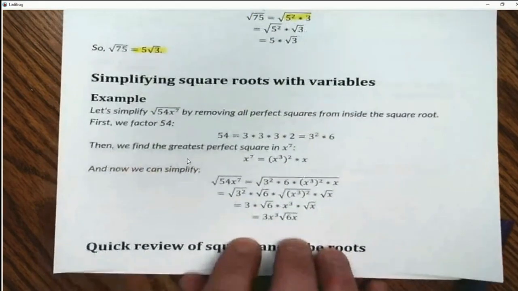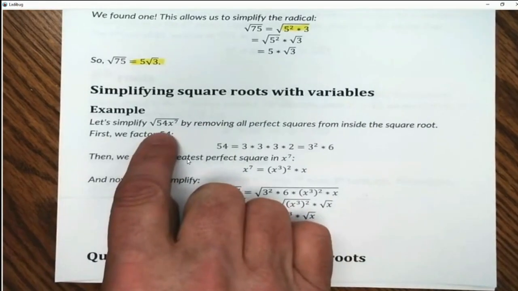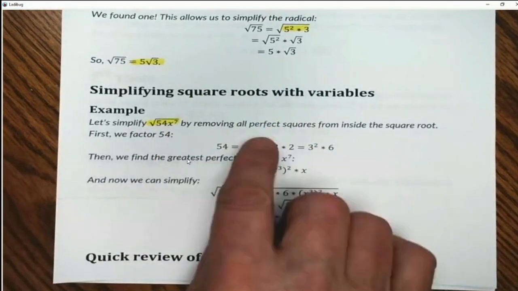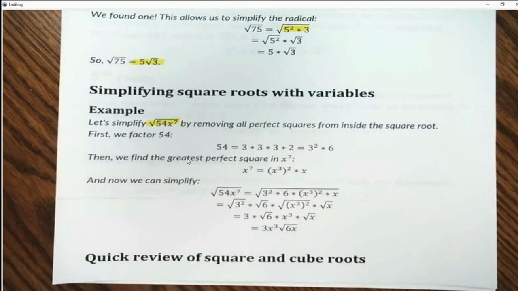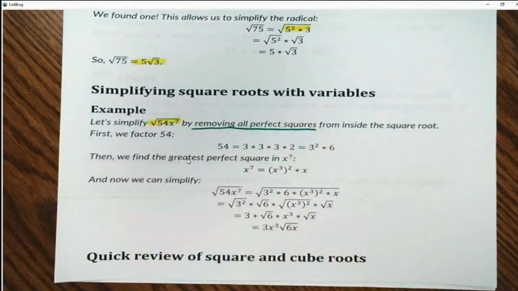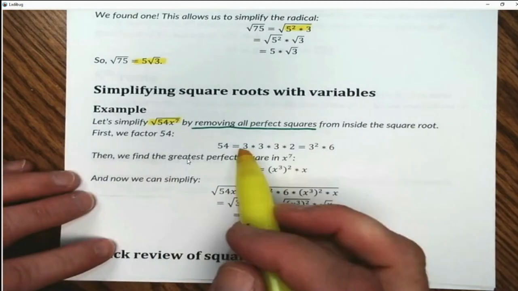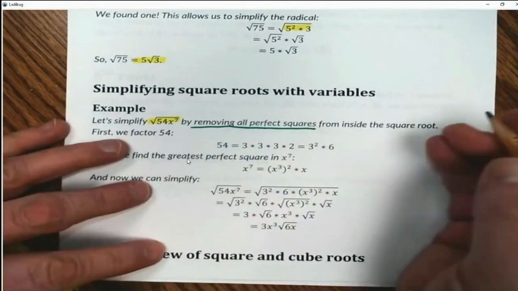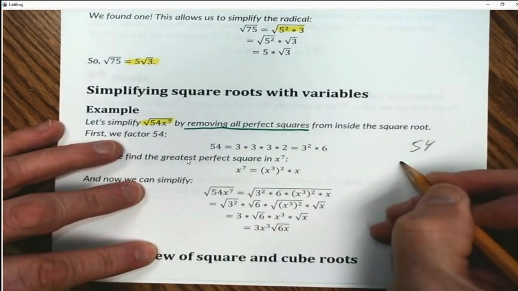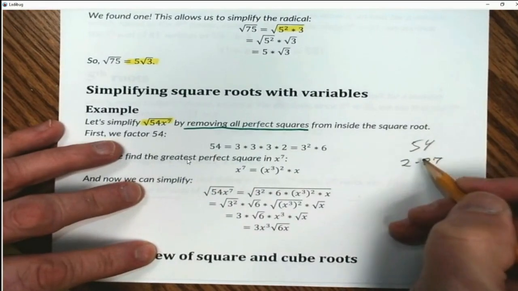If we have variables, let's simplify the square root of 54 x to the 7th. Again, we're removing all the perfect squares. That's our goal. Remove all the perfect squares. So first we have to factor the 54. When we break it down to its smallest possible numbers, and you can do that however you need to, you say 54, well, that's an even number, so I know I can divide it by 2. Well, that's 2 times 27, right?